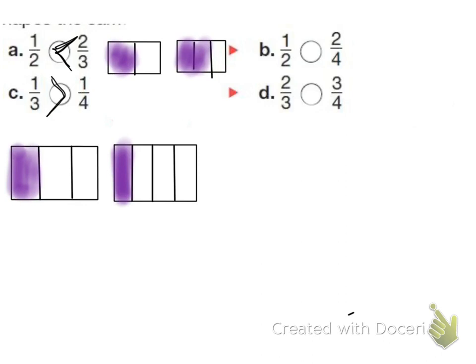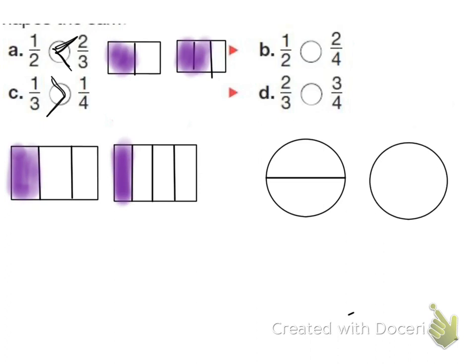What about 1/2 and 2/4? So let's use circles this time. Okay, so 1/2 and then 2/4. You can see that 1/2 and 2/4 are the same, so we would say that these are equal to each other. Okay, and let's do 2/3 and 3/4.